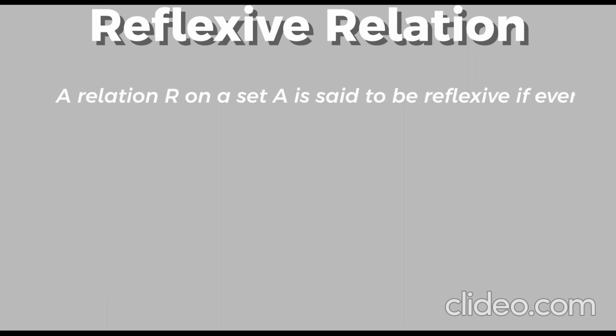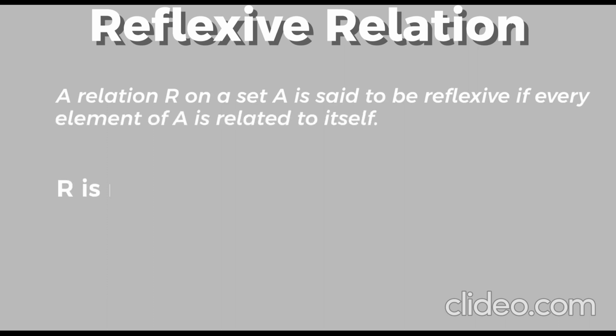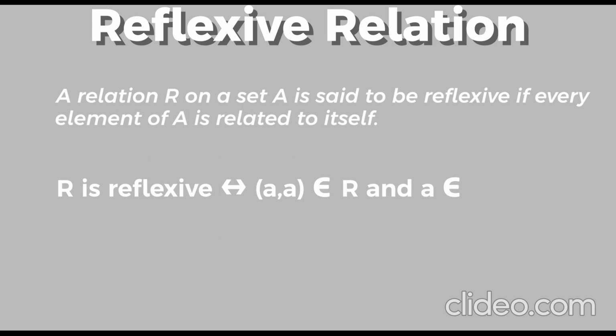The first property is reflexive relation. A reflexive relation is defined as follows: a relation R on set A is said to be reflexive if every element of A is related to itself. R is reflexive if and only if (a, a) belongs to R for all a belonging to set A, meaning that a is related to a.